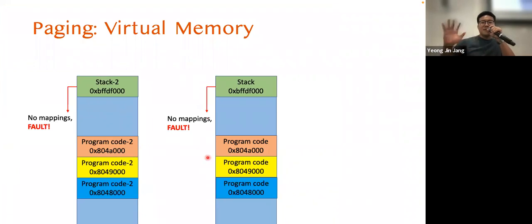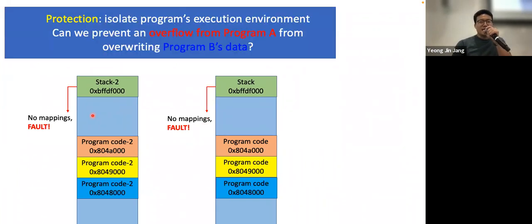So by separating the virtual memory space, we can naturally isolate one program from the other. So we get some property of protection: if there's no mapping, then they cannot access. By using virtual memory, we can isolate the applications and their memory from the others.